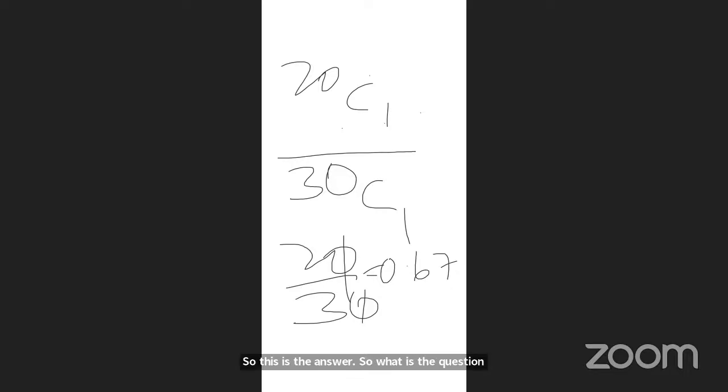The question says, find the probability of drawing a red ball from a bag containing 10 yellow and 20 red balls. So 10 yellow and 20 red balls, that means the total is equal to 30. 30 C1. That means in the denominator you have total balls.